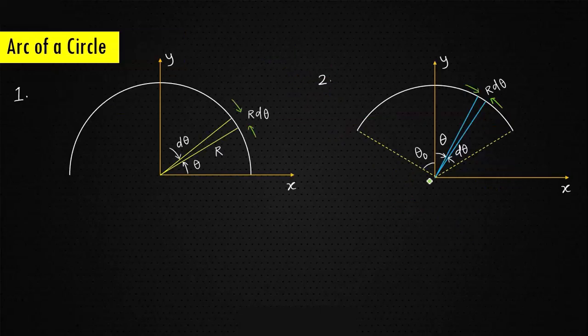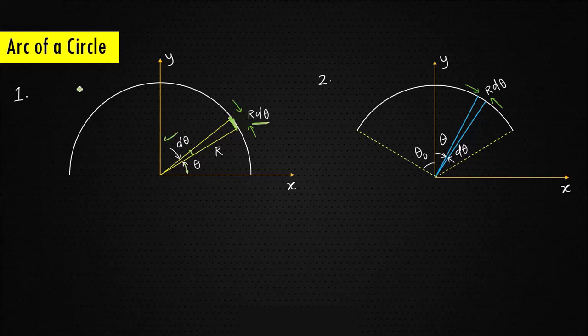Now moving on to the next type of element, that is the arc of a circle. For an arc of a circle, you have to go for the theta angle. Once I rotate by an angle theta, you have to take the element d theta. This angle is d theta, corresponding to this is our element, whose length is r d theta.